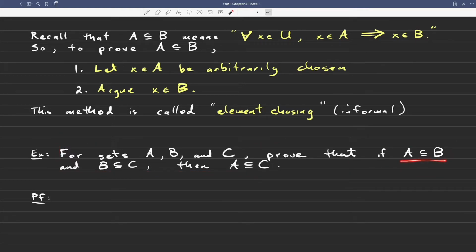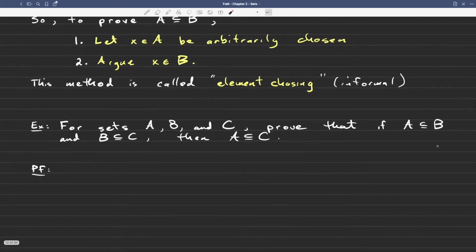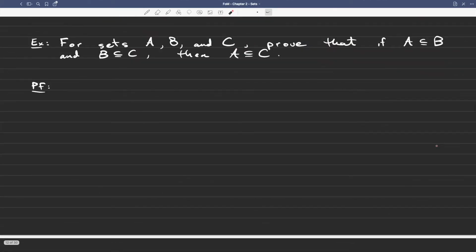If you know A is a subset of B and you know B is a subset of C, then it turns out that A is a subset of C, which kind of makes sense. If A is contained in B and B is in turn contained in C, it makes sense that A would be contained in C. But let's prove this fact, and let's do it carefully and rigorously.